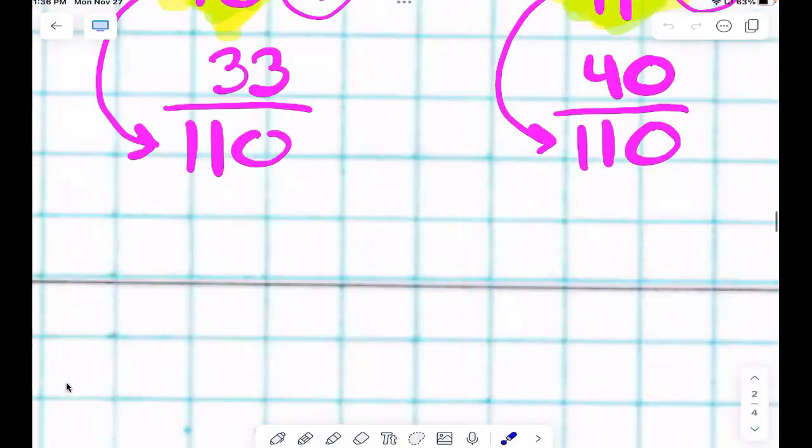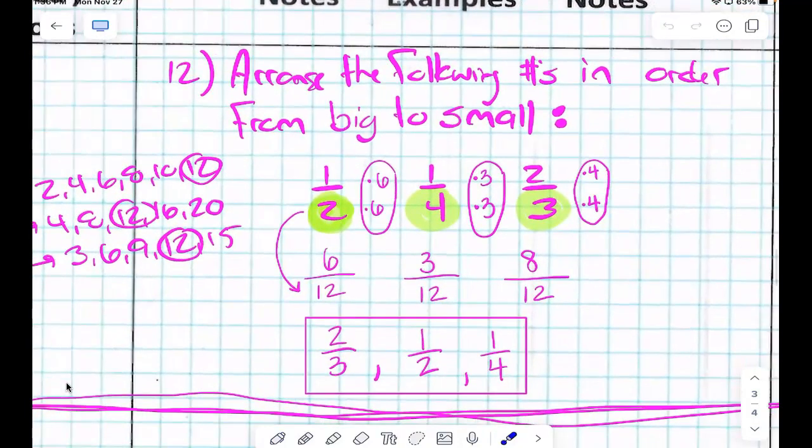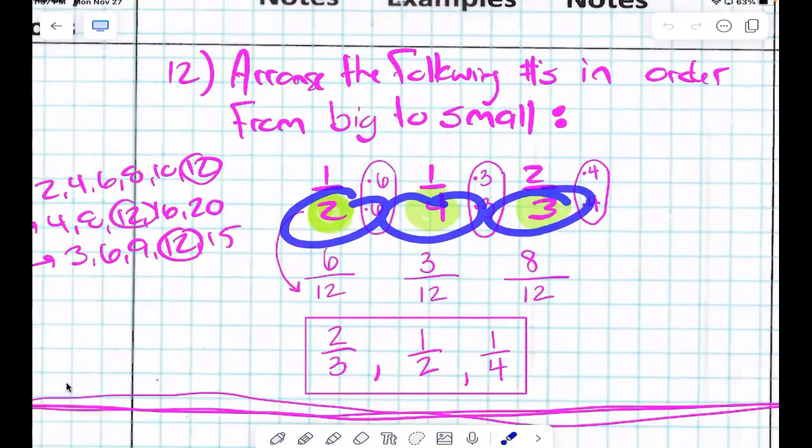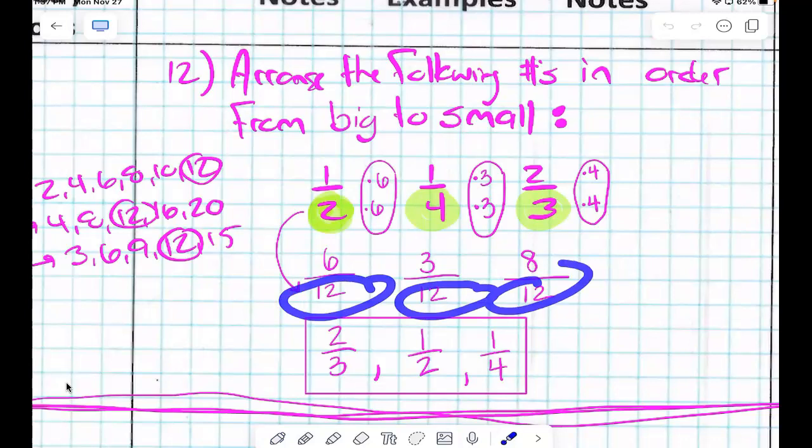How about when I have a whole bunch of them in a row here? Are these denominators the same? No. So can I find a common denominator for more than 2 fractions? Yes. Does 2, 4, and 3 have a common multiple? Yes. We cool with all this?